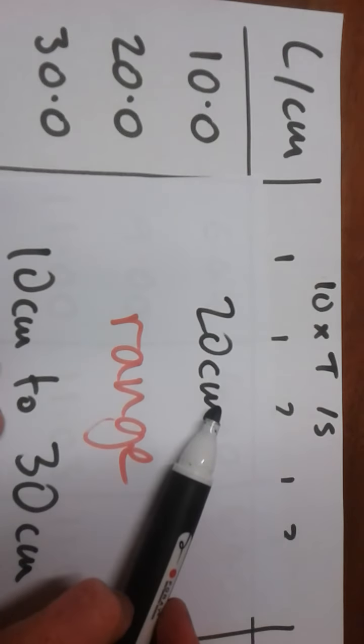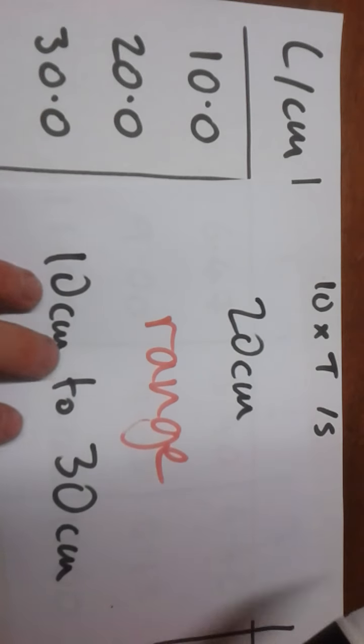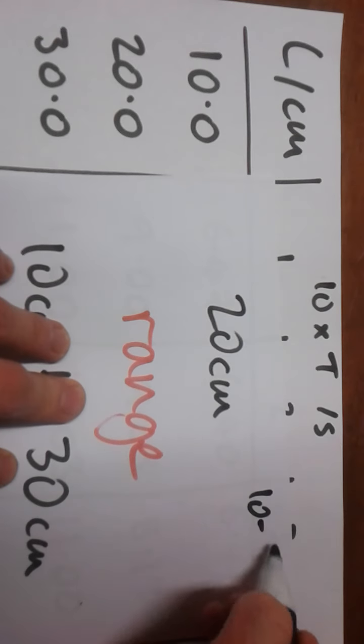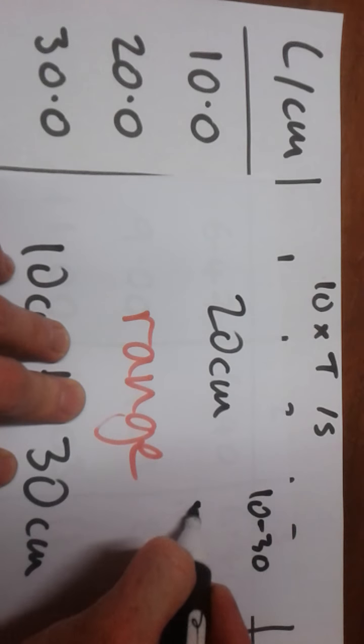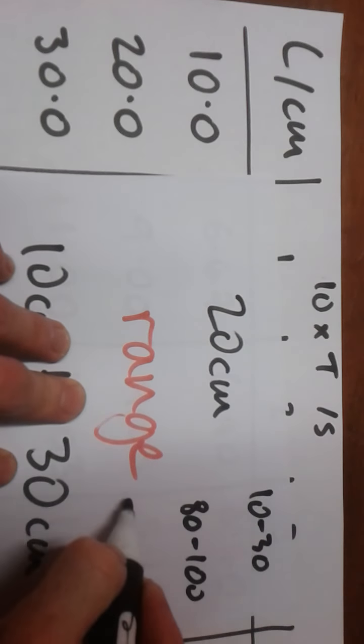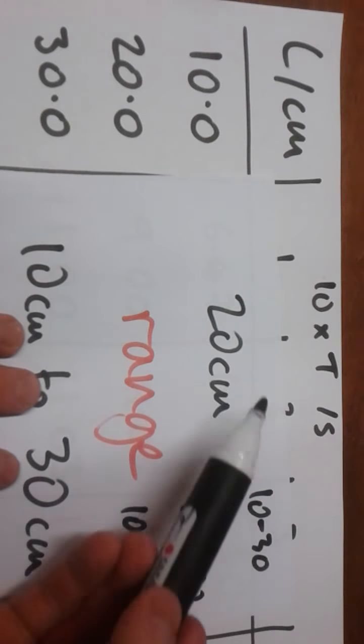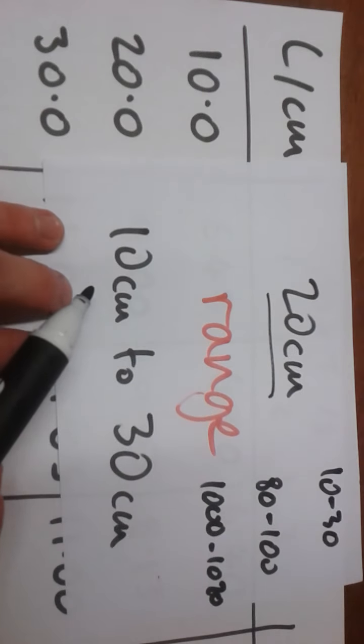But this gives you less information. This answer isn't as good, okay? Because if my range was 20 centimetres, that doesn't tell me if I went from 10 to 30 or if I went from 80 to 100 or 1,000 to 1,020 or something like that. This answer gives less information. This answer gives more information.